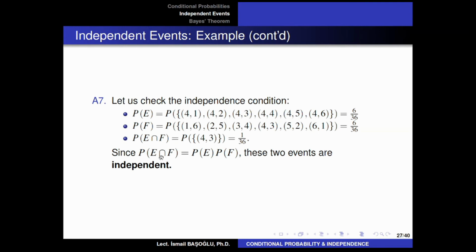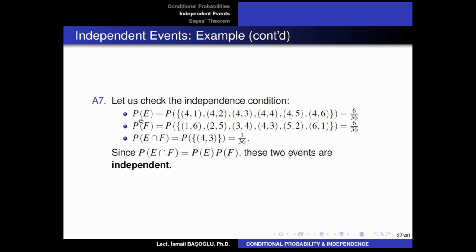If the probability of E intersection F is equal to the probability of E times the probability of F, then these two events will be independent. Now check out. The event E is what? The event of having the first die output as 4. And in our sample space, which contains 36 equally likely outcomes, this subset represents the event E, right? (4,1), (4,2), (4,3), (4,4), (4,5), and (4,6). This subset represents event E, and this subset has the probability of 6 over 36. So probability of E is 6 over 36.